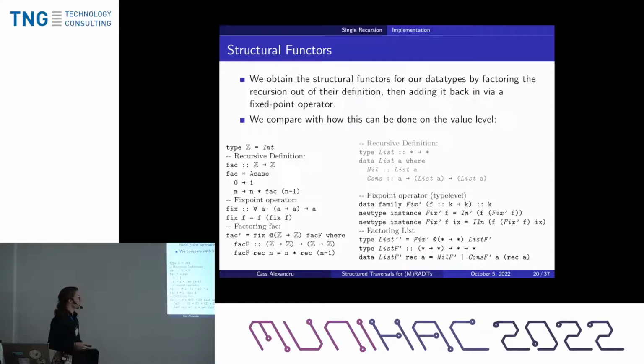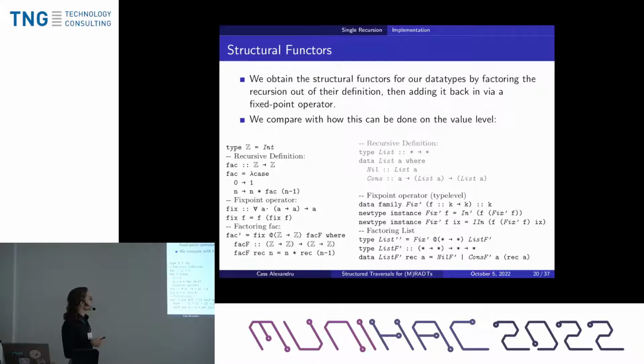Okay, so this is one of the more involved slides, with a more involved level of type level programming, so we will go through it slowly. We will get the structural functors for our data types by factoring the recursion out of the definition and adding it back via a fixed point. Who's familiar with the way fixed points are used to factor out recursion at the value level? Okay, basically everyone. Then I will just do a very quick recap.